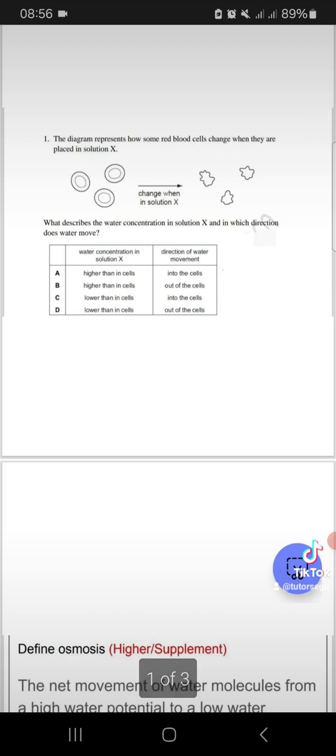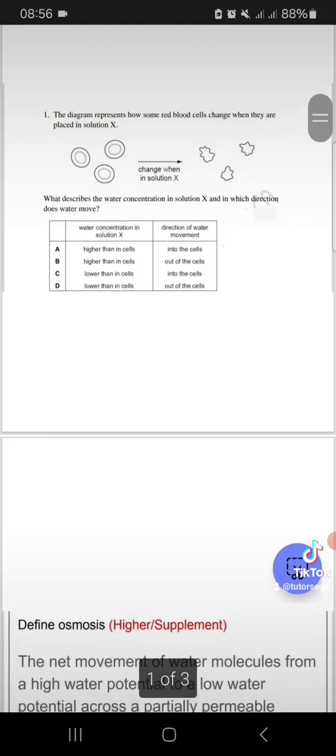So now, let's go to our answers. We're saying water is moving out of what? Out of the cell. So what is the water concentration in solution X? There is low water concentration. So the water concentration in that solution is lower than in cells, which means your answer is either C or D. Now we want to eliminate using the direction of the water movement. Water is moving out of the cell into the solution. So which means your correct answer is going to be D. I hope that you understand.